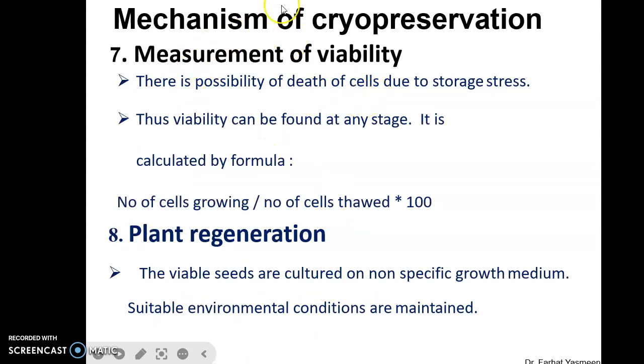After that, the viability is measured, and this is possible. There is a possibility of cell death due to storage stress, so the viability can be found at any stage, and it is calculated from the formula: number of cells which are growing divided by number of cells which were thawed, multiplied by 100.